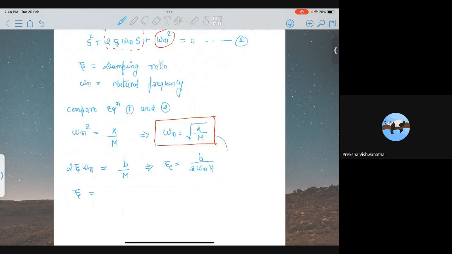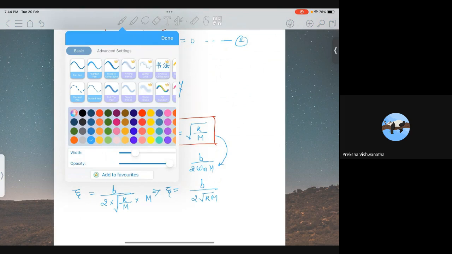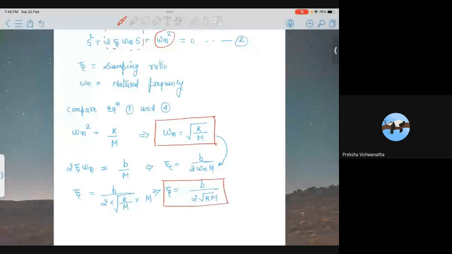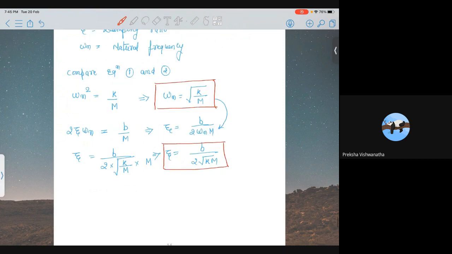If we put the value of omega n in this equation, we get 2 under root of k times m, or we can write it as zeta is b to 2 under root of k multiplied by m. Now we'll see the quality factor.